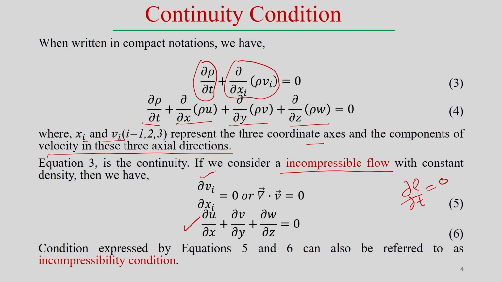So, this equation we can call the continuity equation, and we can write this continuity equation in different forms. In the index form, del v i by del x i equal to 0. In the vector terminology, it is the dot product of the gradient with the velocity vector equal to 0. So, that represents the continuity equation. Now, the condition expressed by equations 5 and 6 can also be referred to as the incompressibility condition. In this case, by incompressibility condition we simply understand that the density remains constant.